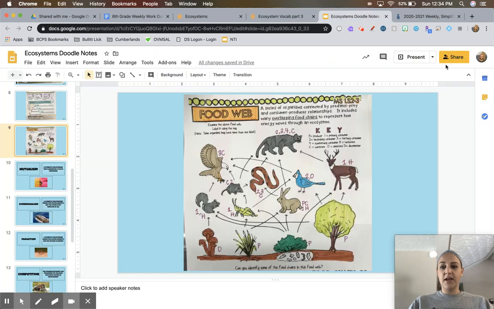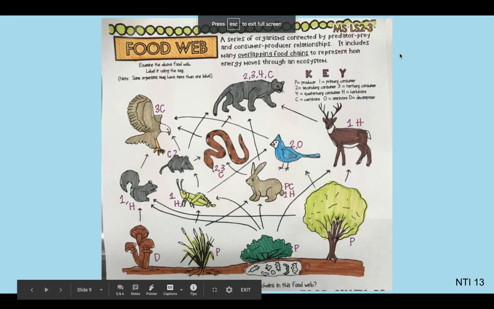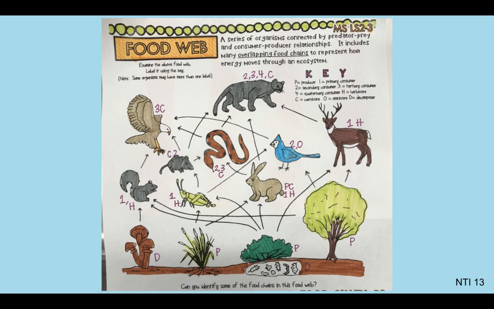So we have first food web. Food web is a series of organisms connected by predator-prey and consumer-producer relationships. It includes many overlapping food chains to represent how energy moves through an ecosystem. So here we have a food web. And you'll notice P is for producer, 1 is a primary consumer, 2 is a secondary consumer, 3 is a tertiary consumer, 4 is a quaternary consumer, H is a herbivore, C is a carnivore, O is an omnivore, and D is a decomposer.